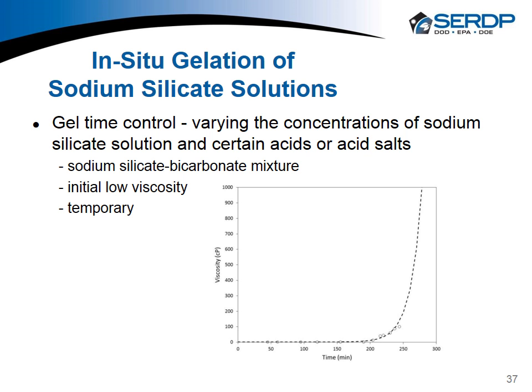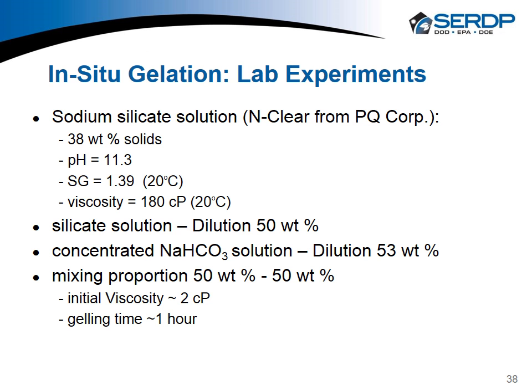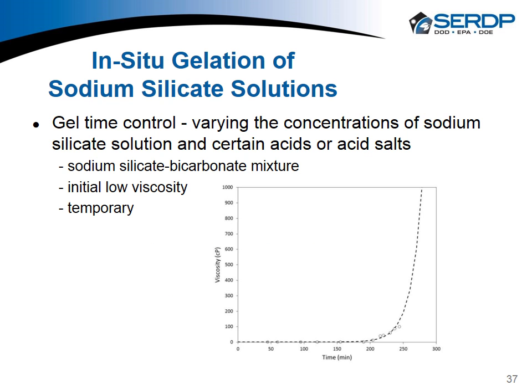Similarly, we tried to do the same thing with sodium silicate solutions. We varied the concentrations of sodium silicate solutions and certain acids and acid salts. It's possible to manipulate the gelling time of the silicate solutions. We used a sodium silicate bicarbonate mixture, which has an initial low viscosity, but the viscosity didn't stay low. After about 200 minutes or so, the viscosity started to increase, and as you see in this slide, it increased fairly quickly after that.